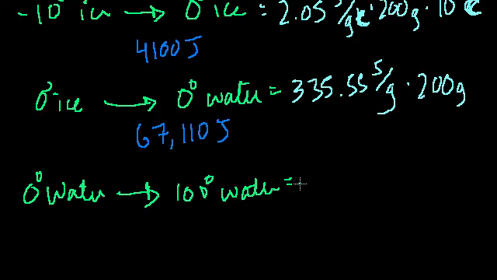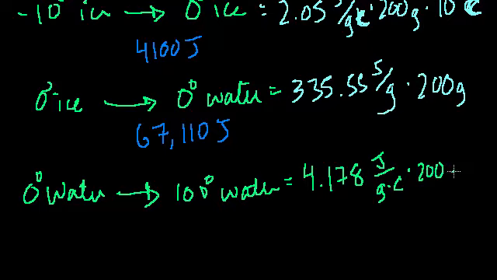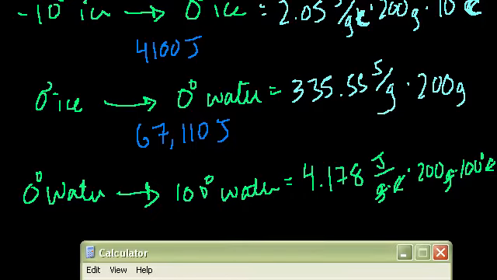For some reason, I'm thinking it's 4.176, but it doesn't matter. Let's say it's 4.178. I might be off a little bit on that number, but that digit's not that significant. Joules per gram Celsius times 200 grams times 100 degrees Celsius. And notice the Celsius cancels out, the grams cancel out. So we are left with joules, which is what we want. We want to know how much heat or how much energy we're adding to the system.